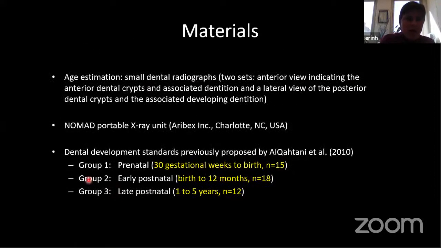Because part of the sample came from unknown provenance, one of the first steps we had to do was to determine the age of the entire sample so it was standardized across the entire sample. How we went about doing this was that every mandible was subjected to small dental radiographs. We had two sets of dental radiographs. These included an anterior view, which was associated more with the anterior dental crypts, and then a lateral view, which was more associated with the posterior dental crypts.